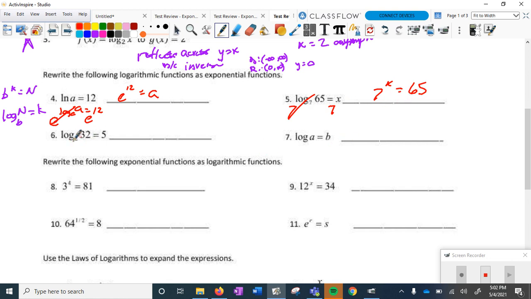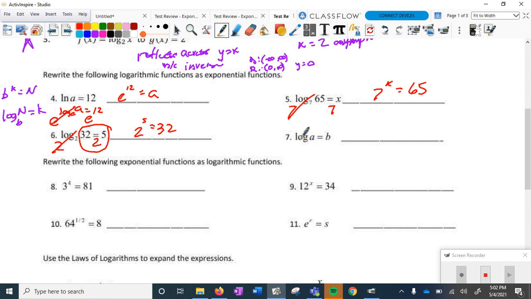Log bases get changed to exponential bases. Again, the base stays the same and the logs equal the exponent. Or we could say 2 to this power equals 2 to this power, and then the exponential base will cancel out the log base, and you end up with 32 is equal to 2 to the 5th.